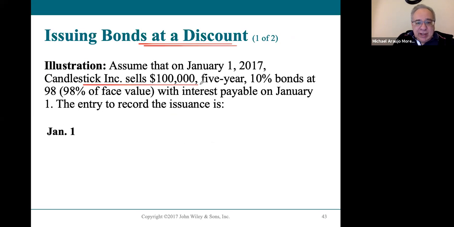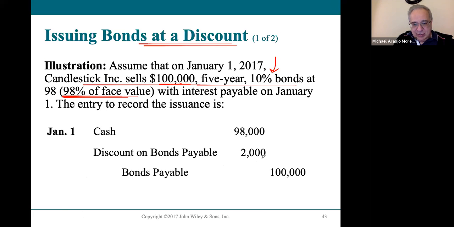Well, here, Candlestick sold $100,000 worth of bonds at 98% of their face value. In other words, yes, they sold $100,000 worth of bonds, but investors were only willing to give them 98% of that because their bond interest rate was lower than the market. So that meant they were only able to raise $98,000 of cash. Okay. 98,000 of the 100,000. That's 98% of the face value. What happened to the other $2,000? Well, that's going to be a discount on those bonds.